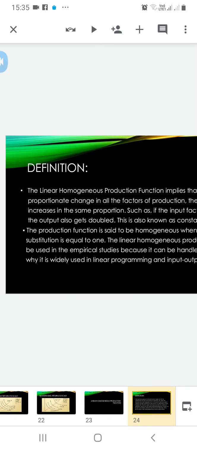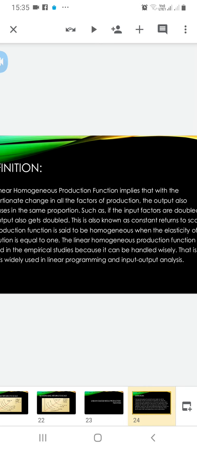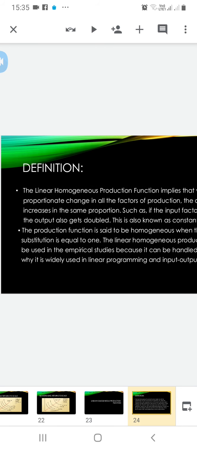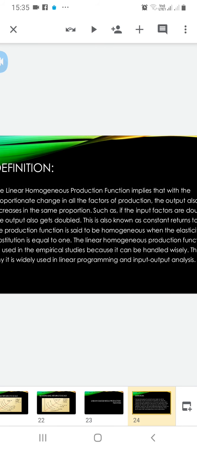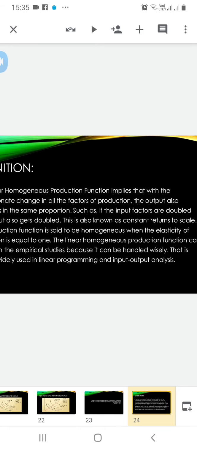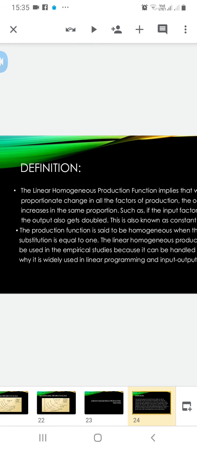The linear homogeneous production function implies that with a proportionate change in all the factors of production, the output also changes in the same proportion, such as if the input factors are doubled, the output also gets doubled. This is also known as constant returns to scale.